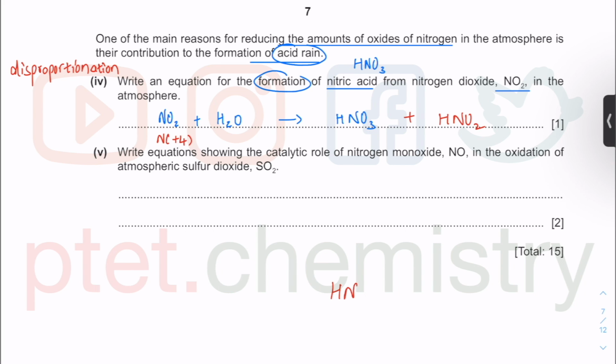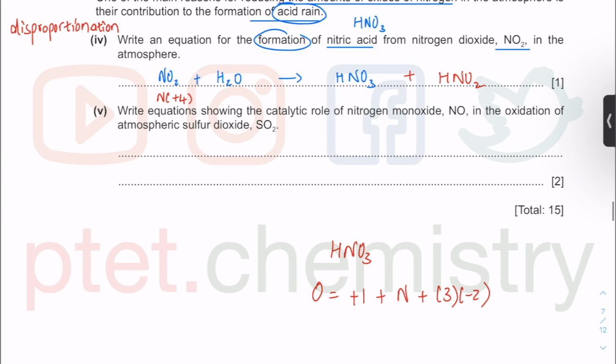When you have HNO3, what essentially you have is 0 for the overall molecule, 0 for the overall compound, +1 for the one hydrogen, and then the nitrogen is what you want to find. You have 3 oxygen, each of which is -2. The nitrogen there is going to be +5.